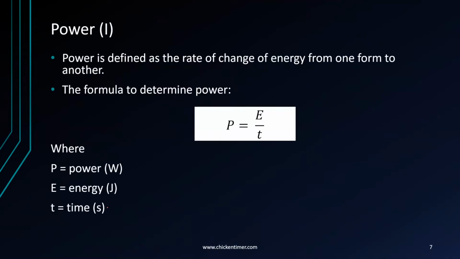Power is the rate of change of energy from one form to another form. You'll see this in work, energy, power in mechanics. So power is energy over time. Power is in watts, energy is in joules, and time is in seconds. So you must make sure when you do the calculation, the units must be correct.